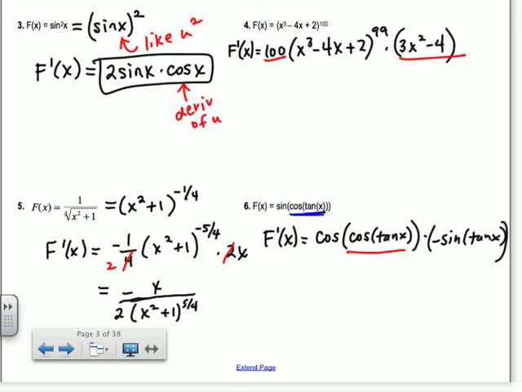And now the inside part is tangent. So times, what's the derivative of tangent? No, secant squared. You guys should know that. All right, so that's your final answer.